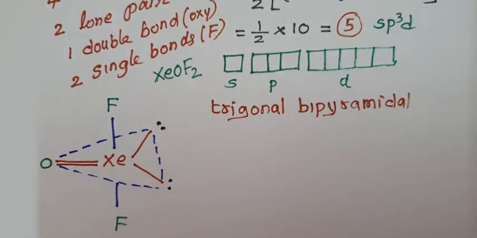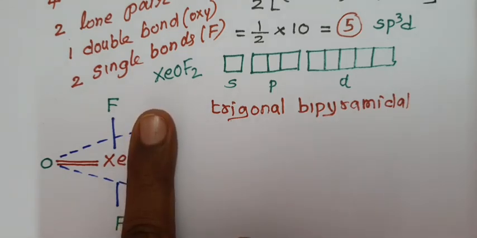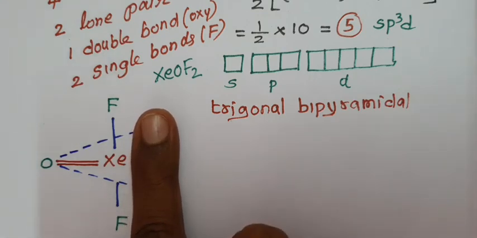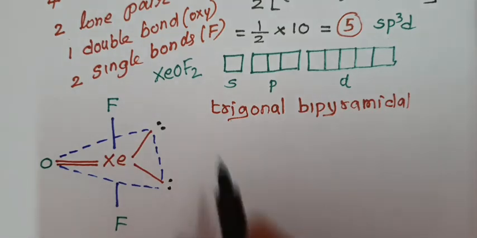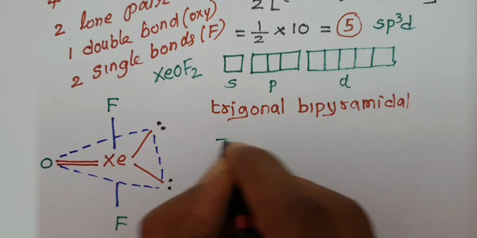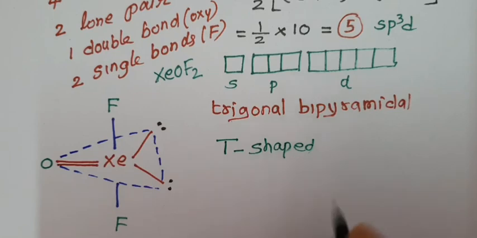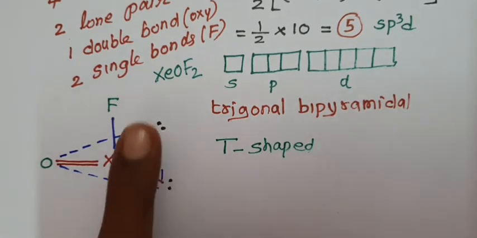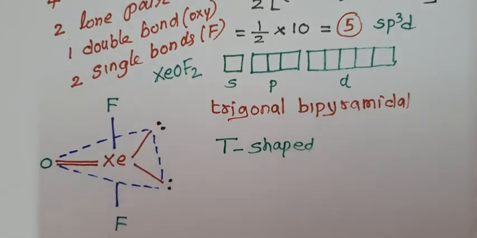Now I screen the two lone pairs of electrons. Now see the structure. It is T-shaped. So without lone pairs, the geometry of this compound is T-shaped. How do you get that T-shape? By screening the two lone pairs, you will get T-shaped. So this is the structure of xenon oxydifluoride.